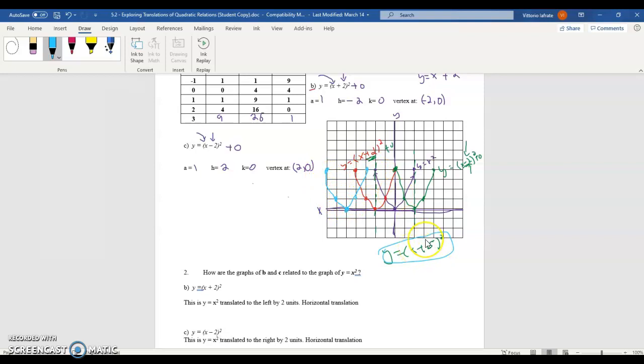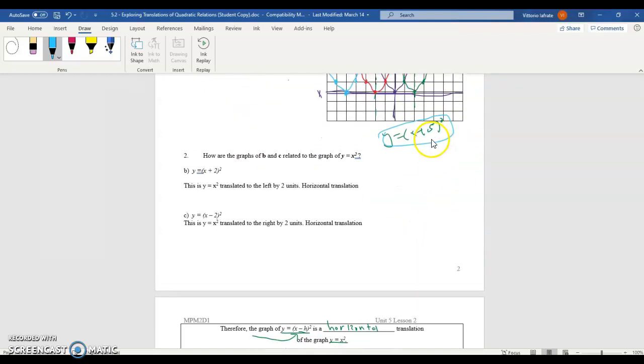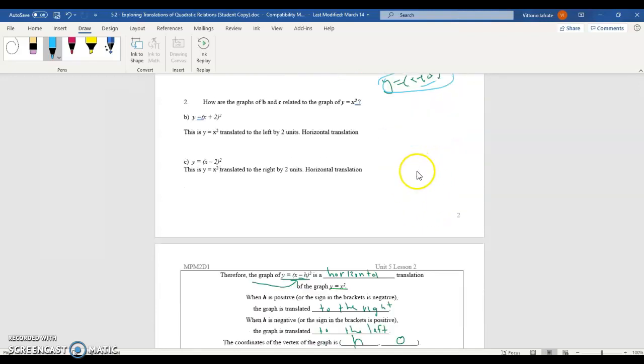I'm not moving up or down, so I'm not shifting the y values. I'm shifting the x values specifically. And that's how we would derive it from the parent graph. And again, I'm moving to the left because it's a plus in here, which means our h is actually negative. If it was a negative in here, it means our h is actually positive.